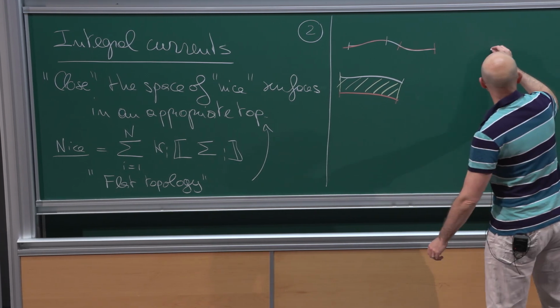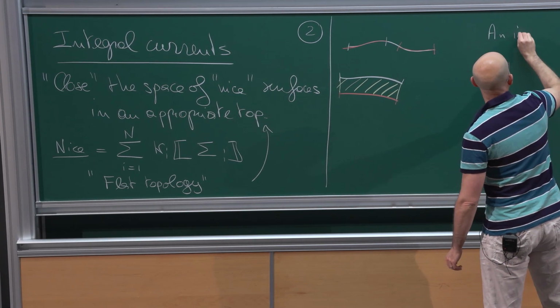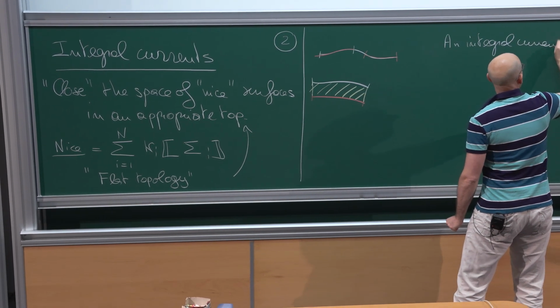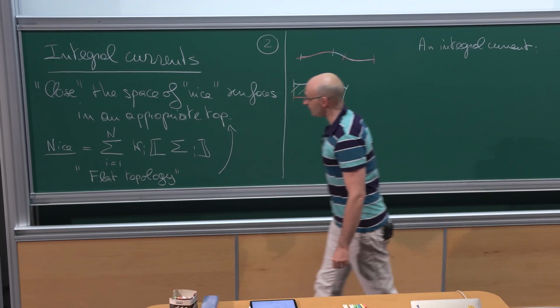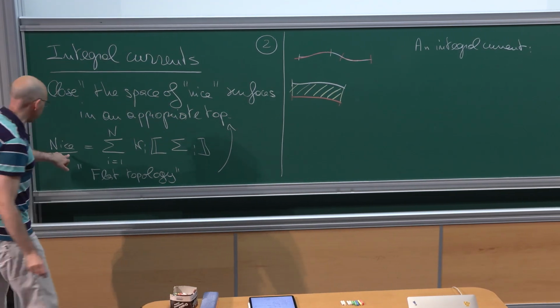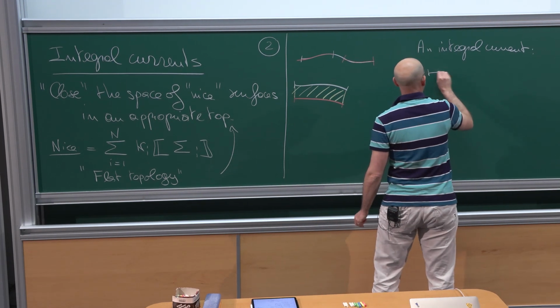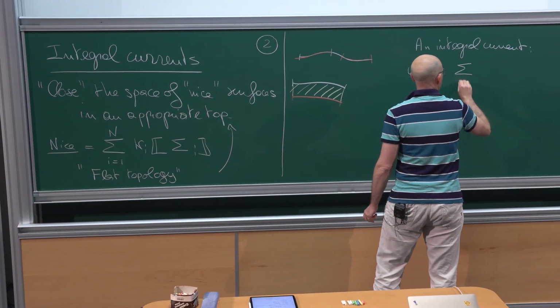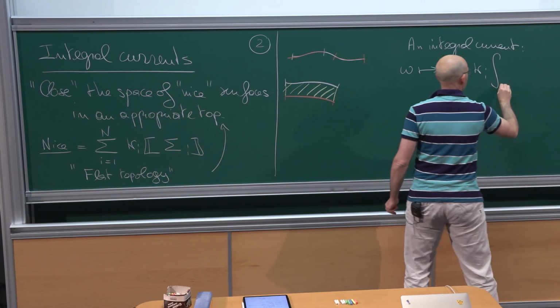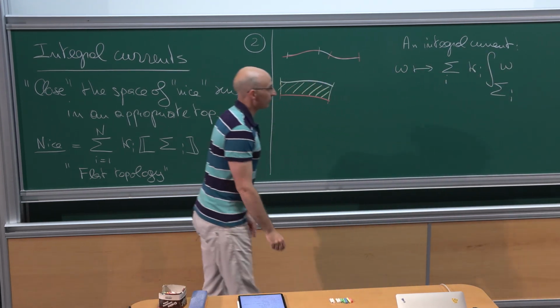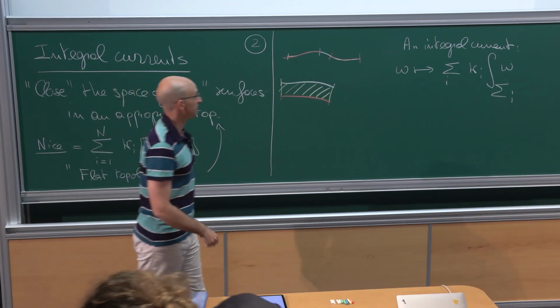So I understand an integral current as a linear functional on the space of forms, because what I can actually do on the nice objects is compute the integral of the form over the corresponding pieces, and I can sum them up.